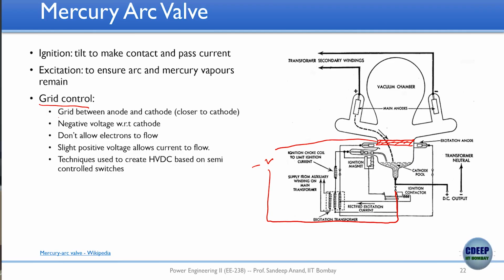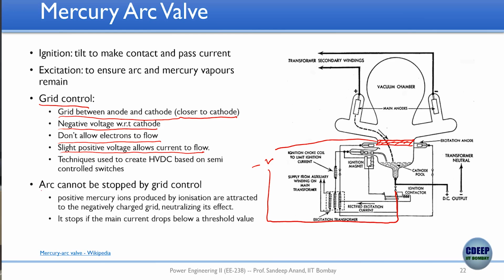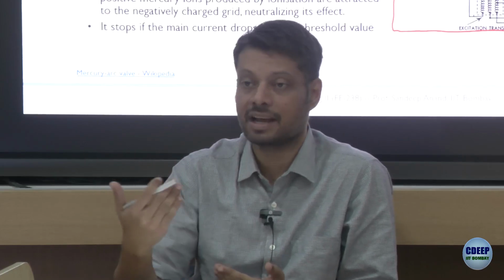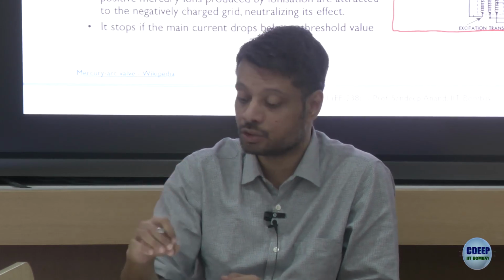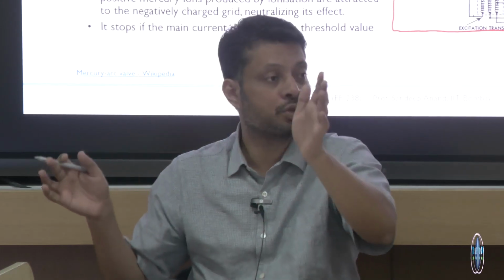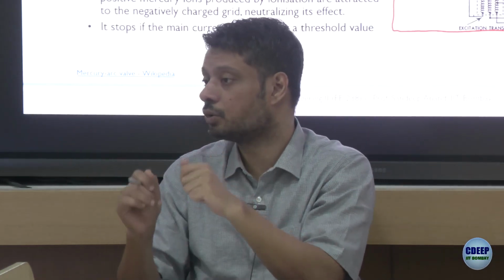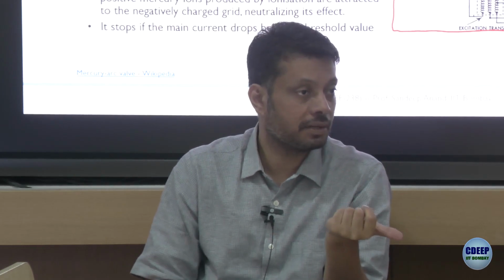So the grid is between anode and cathode, closer to the cathode, closer to the molten pool. Negative voltage applied with respect to the cathode doesn't allow electrons to flow. A slightly positive voltage will allow the current to start. Arc cannot be stopped by grid control. You can time the turn on instant, right? But once the current is flowing, you cannot control it through the grid voltage. Of course, naturally if the drain to source voltage becomes 0, then the current will stop. That's fine. But you cannot control it using the gate, which you could in a MOSFET, of course, but not here.